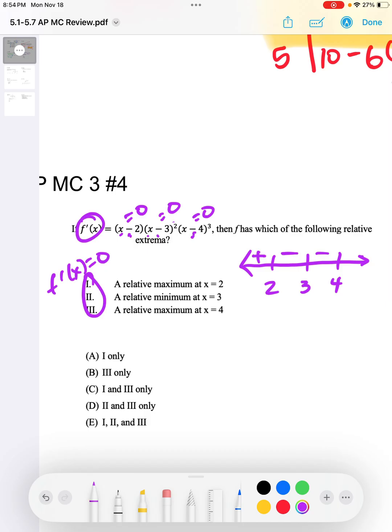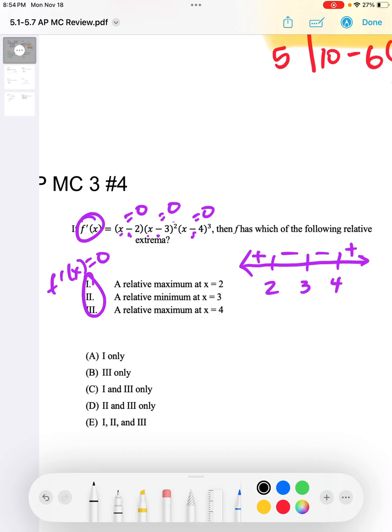Last one, something bigger than 4. I'm going to pick 5. 5 minus 2 is positive. Anything squared is positive. And 5 minus 4 is positive cubed. So positive times positive times positive.